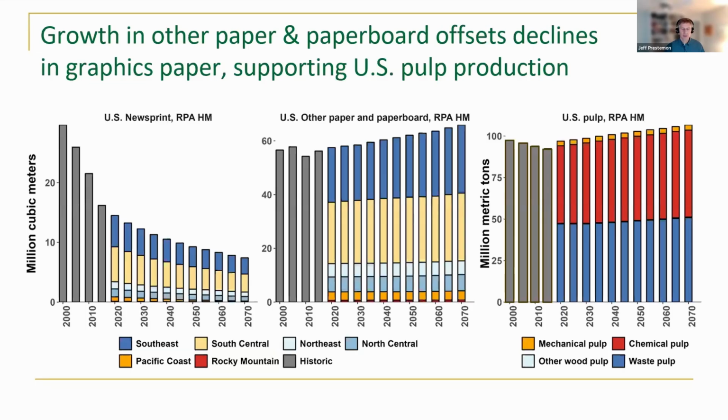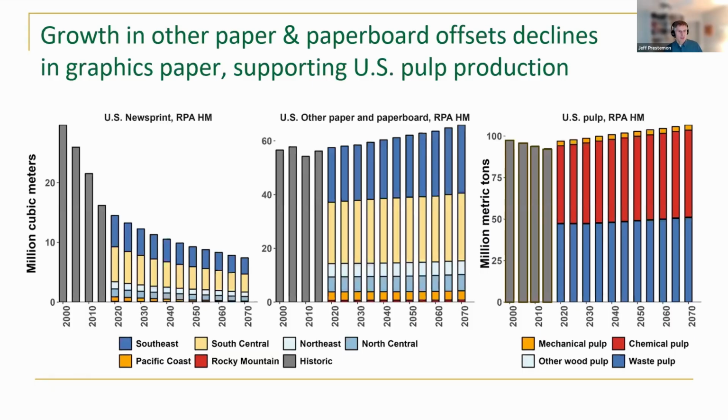You might think that the other paper and paperboard is even facilitated by electronic media because we can now order things online, and so a lot of the paper consumption we have, and paper production too, is going to packaging of the things that we buy. The story is an increasing amount of that into the future. Most of that produced in the South.